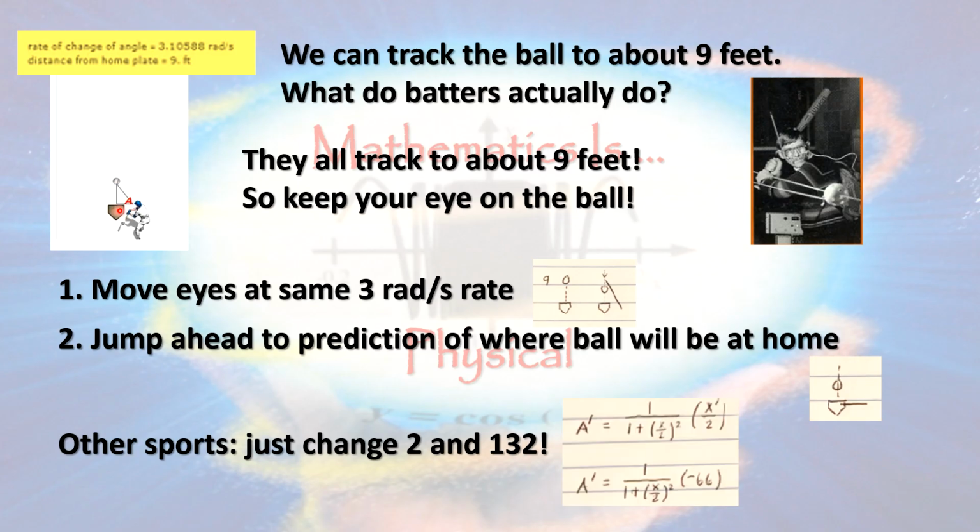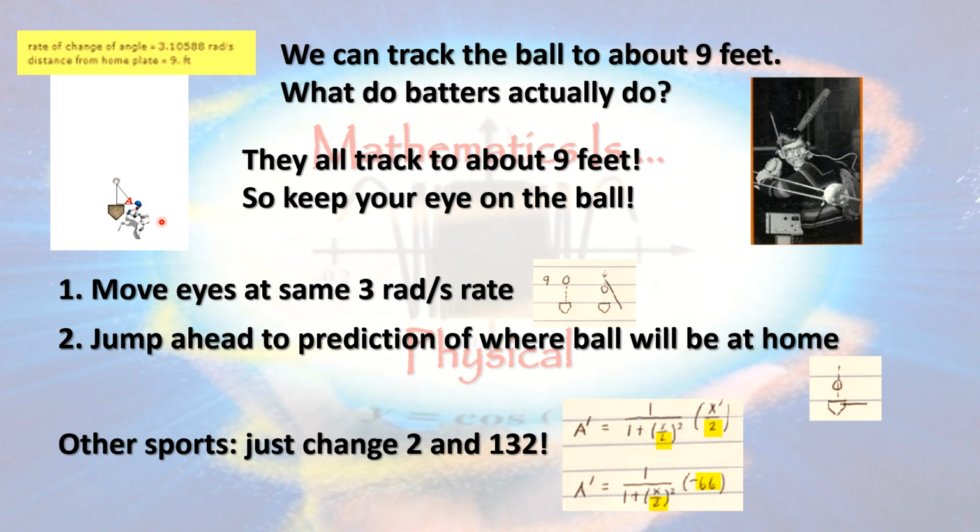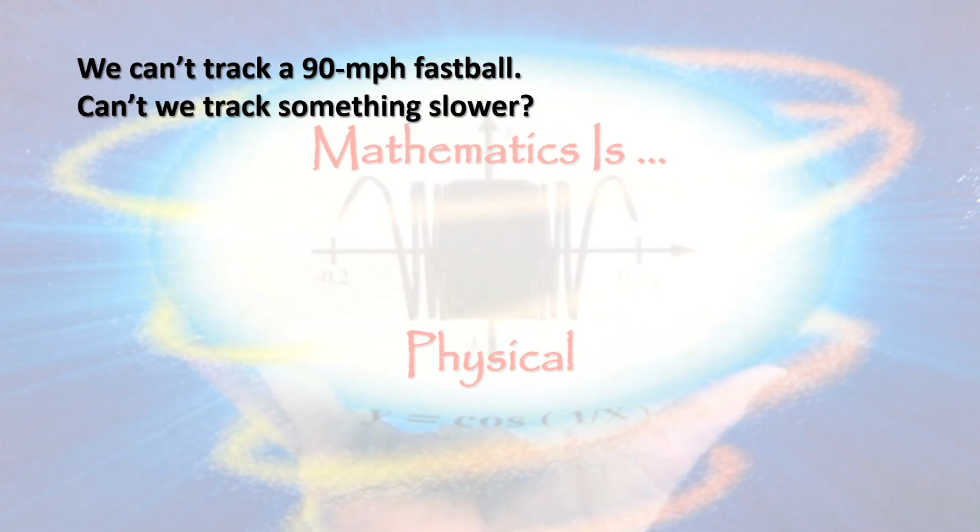Can we apply this calculation to other sports? Well, absolutely. The only modifications you need to make are to change the 2 and the 132 for the distance and the speed. In tennis or table tennis or kids softball, the assumption that the batter is 2 feet off to the side might not be correct, and the ball might be coming at speeds much slower than that 90 miles an hour, which leads to another simple follow-up question that you could tag onto this problem.